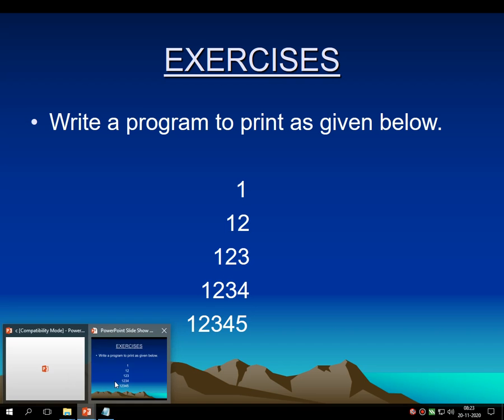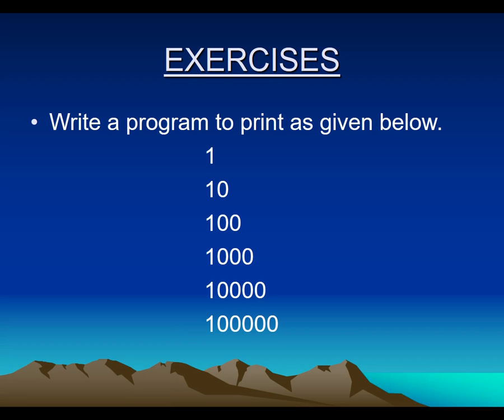Now it's time for you to show your efforts, where some exercises you have to implement by your own. Just look at this particular exercise. The definition is like this: write a program to print as given below: 1, then 1 0, then 1 0 0, then 1 0 0 0, and 1 followed by 5 zeros. We can implement this, but I'm just giving you the hint.